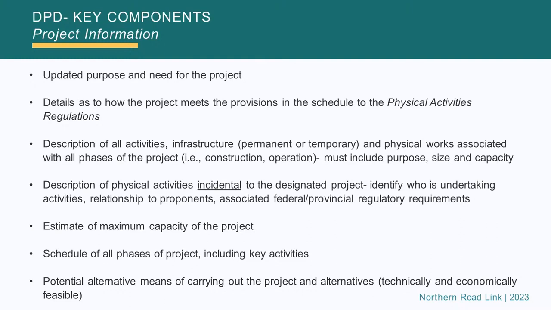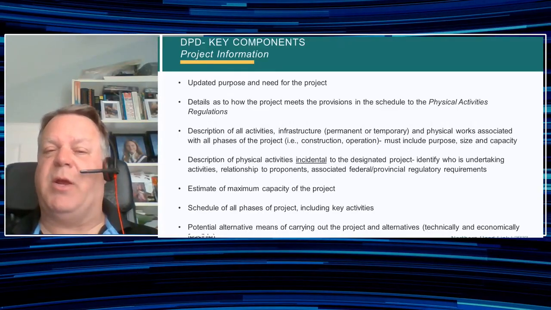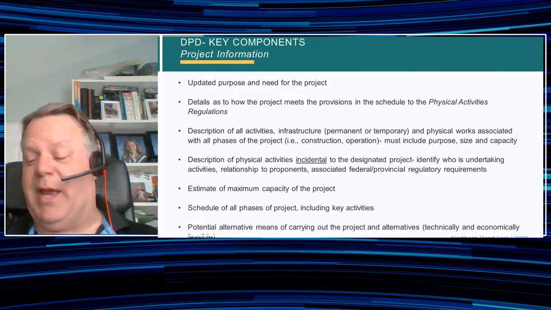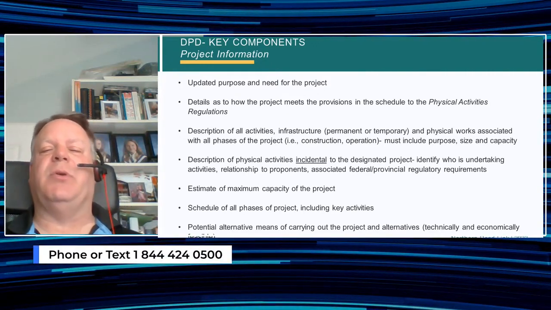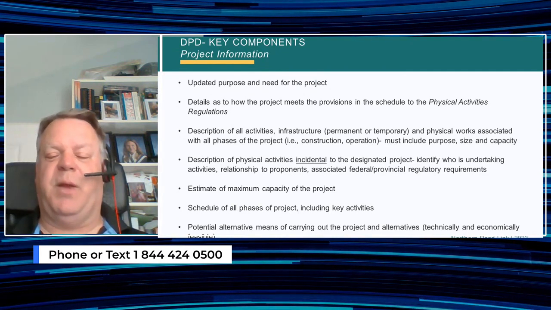And of course, a schedule, even if it's a rough schedule, because quite often a detailed schedule can't be known at that point, but an idea just to give the regulators an idea of what kind of timeline and what kind of activities would happen at different points in time. And then potential alternative means of carrying out the project that are actually technically and economically feasible as well too. So that's what they're looking for when it comes to project information.